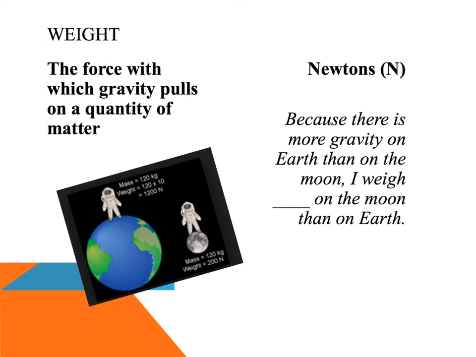Now the SI unit we're going to talk about is newtons, but most of us are used to pounds. But the example we have here, because there is more gravity on Earth than on the moon, I weigh 1/6 on the moon what I'd weigh on Earth. Because remember, the Earth is 6 times bigger than the moon. So if you look at our picture over here, the mass on Earth and on the moon are the same, 120 kilograms. But because gravity is different, the weight is different. So when you look here at the weight of this astronaut on Earth, it's 1,200 newtons, where on the moon, that same guy weighs 200 newtons because the gravity is so much less.